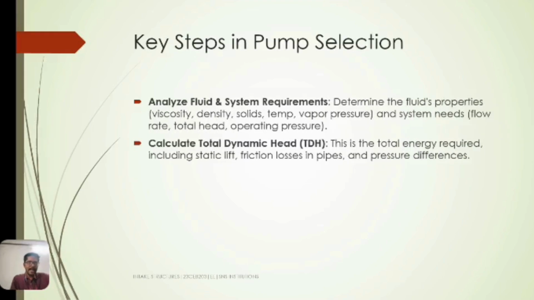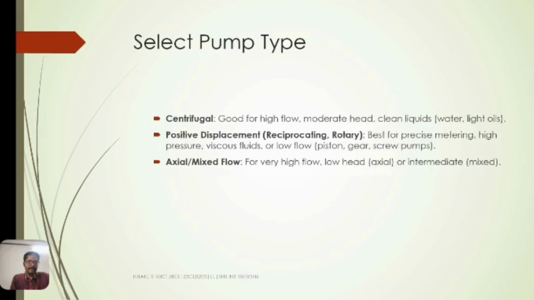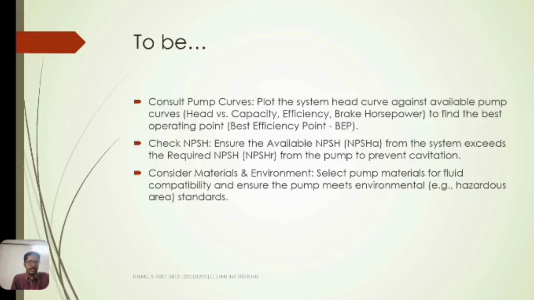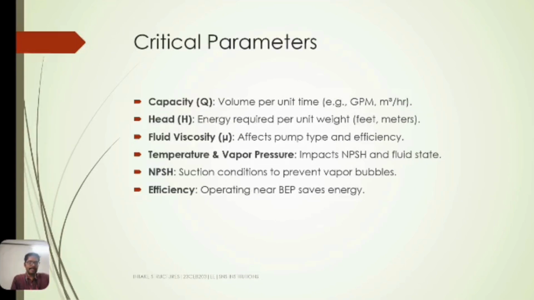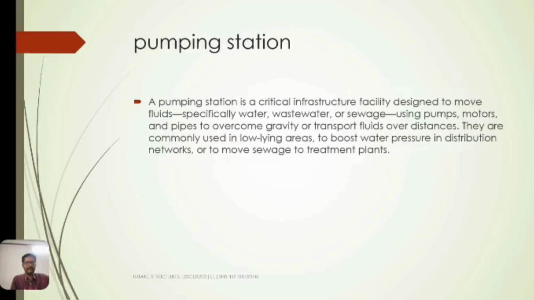Key steps in pump selection: analyze the fluid and calculate the total dynamic head. Select the pump type: centrifugal, positive displacement, axial, or mixed flow, and based on this the pipe can be selected. Consult pump curves, check NPSH, and consider the materials. Critical parameters: capacity, head, fluid viscosity, temperature, NPSH, and efficiency.